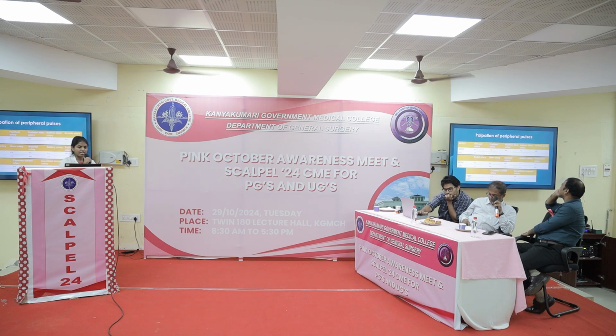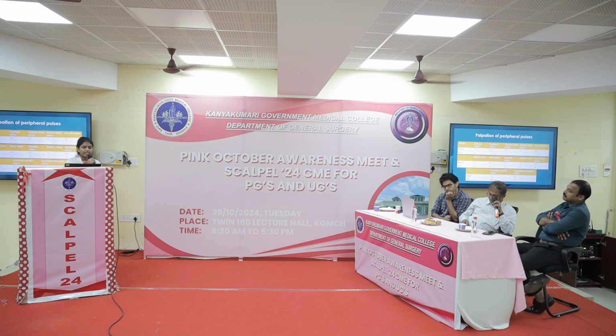Then palpation of the peripheral pulses. Normal pulses were felt over the right femoral, popliteal, posterior tibial, anterior tibial and dorsalis pedis arteries. In the left leg, normal pulses were felt in the femoral artery, and the pulse was absent in the popliteal artery, posterior tibial artery, anterior tibial artery and dorsalis pedis. In the upper limb, all the peripheral pulses were felt equally on both sides.